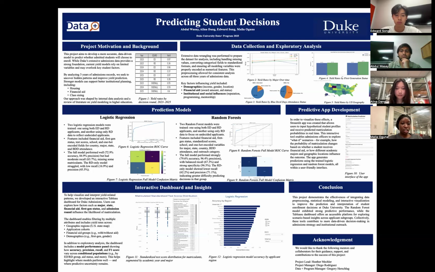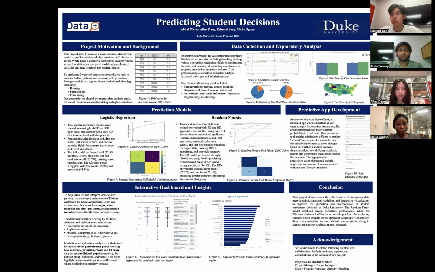For modeling, we trained both logistic regression and random forests, each split into an all samples group and a regular decision only group. Logistic regression gave us more interpretability, while the random forest model was better at picking up complex nonlinear patterns. The early decision logistic model performed especially well in terms of accuracy and precision. Regular decision was more difficult to predict, likely because those applicants are less committed and more variable in behavior. The random forest models improved overall accuracy, but the challenge of predicting regular decision outcomes remained, pointing to broader uncertainty in that group.